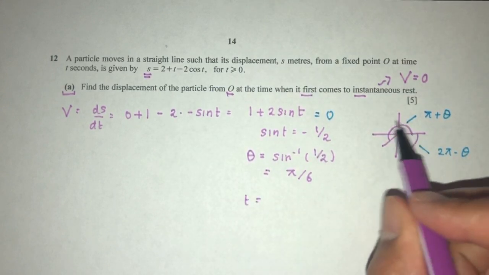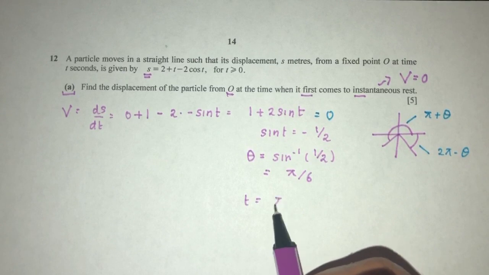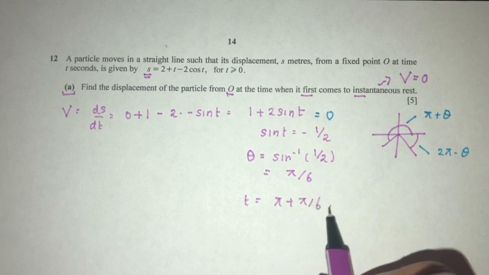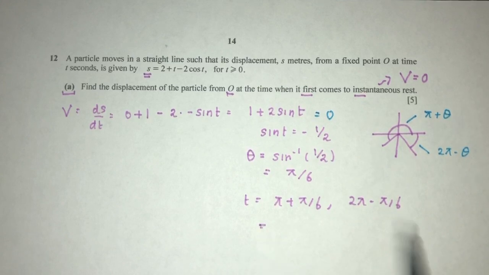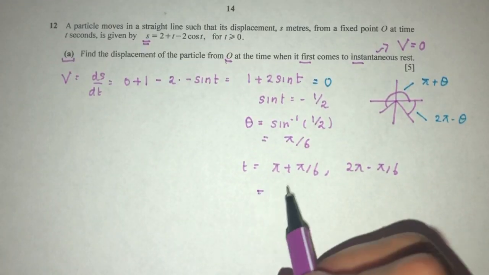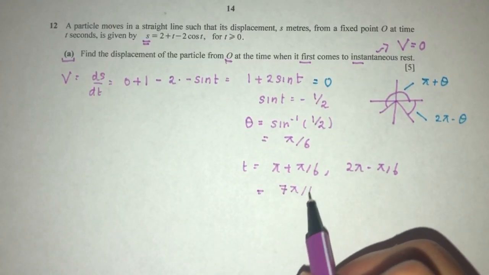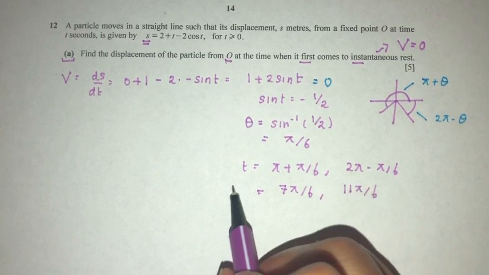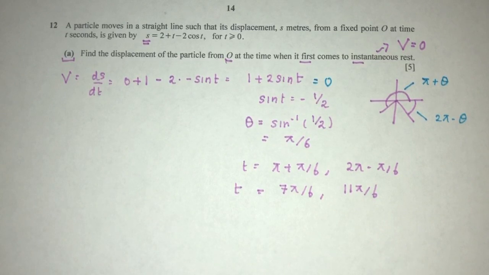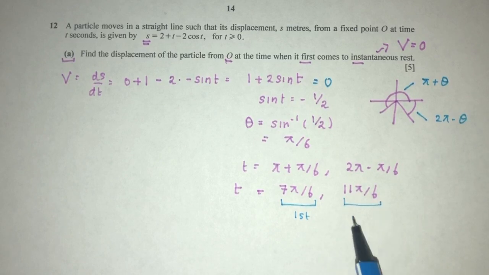T has to be according to the quadrants, so it will be pi plus pi by 6, or 2 pi minus pi by 6. That should be 7 pi over 6, or 11 pi over 6. Those will be the values of t. Again, this is when it first comes to rest. That is the first time, and that is the second time it comes to rest.